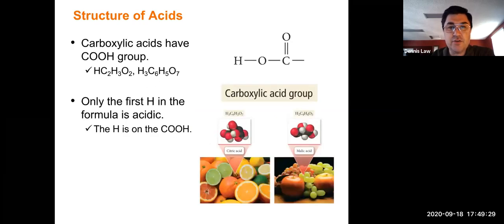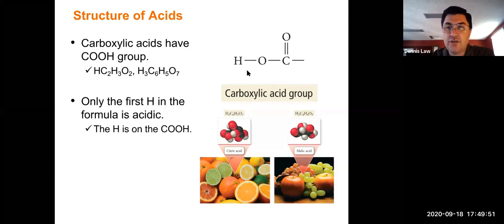All right. So carboxylic acids have this group, C double bond O, O, and then an H at the end like that. And you find these carboxylic acids all over, like citric acid here. You find them in apples, you find them in oranges, you find them in grapefruit, things like that.